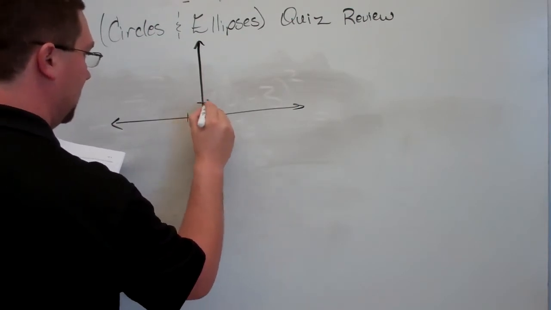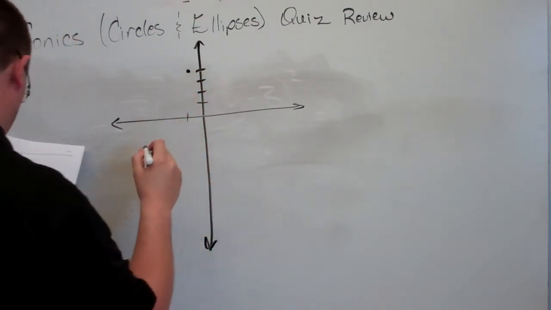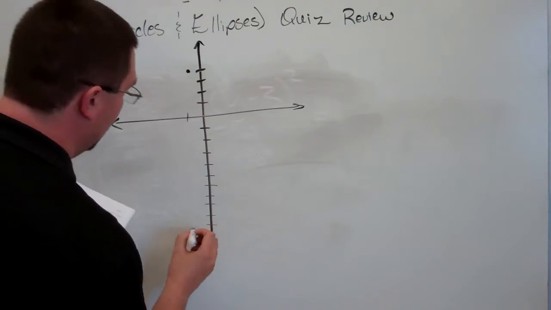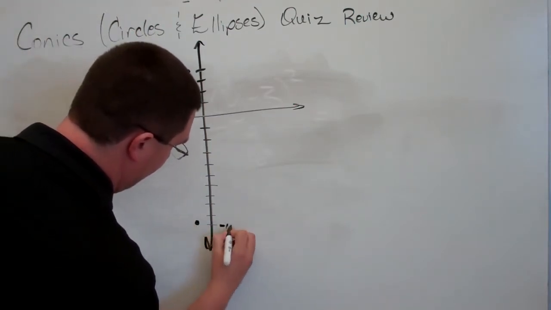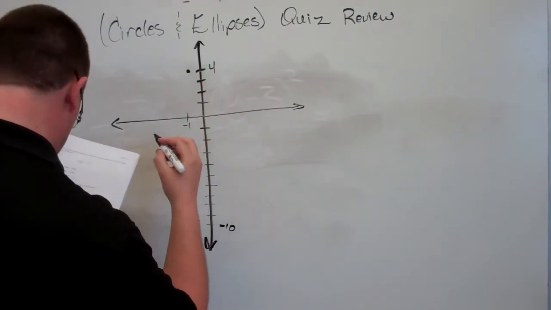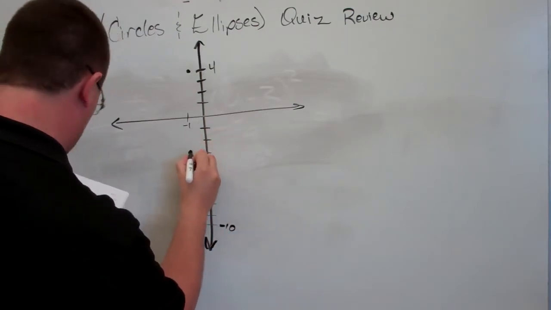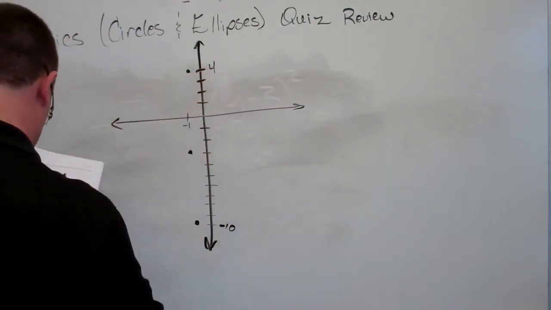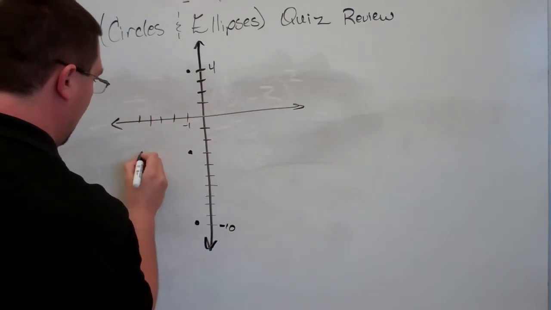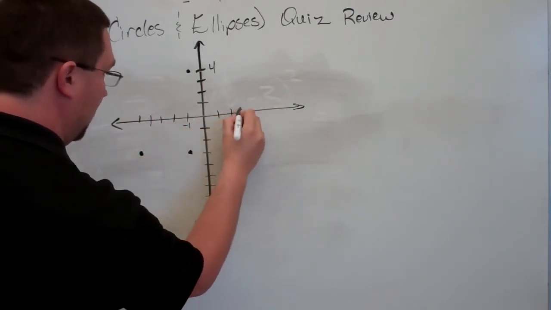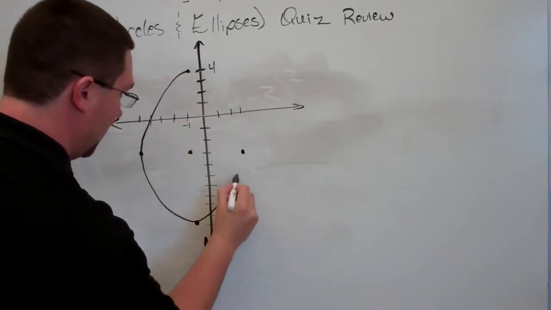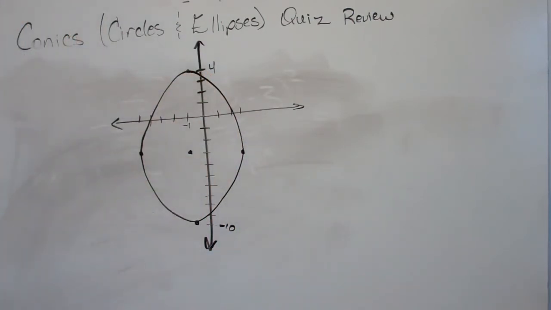So 1, 2, 3, 4. Looks like we got a point there to use. 1, 2, 3, 4, 5, 6, 7, 8, 9, 10. Negative 10. This is 4. This is negative 1. 1, 2, 3. Alright. Now 1, 2, 3, 4. 1, 2, 3, 4. Alright. That's kind of bad, but it still shows what we need.